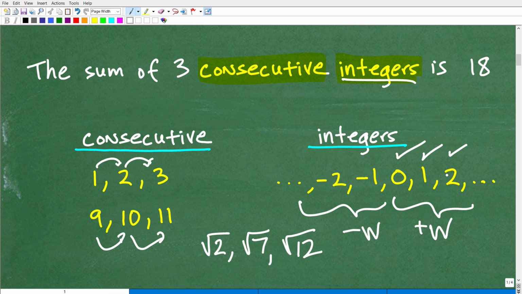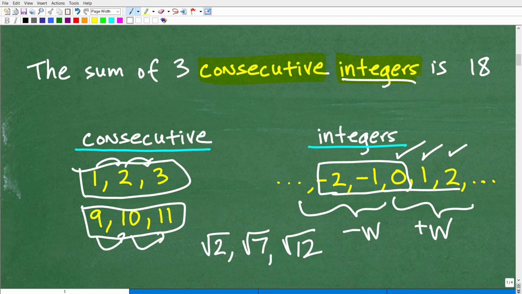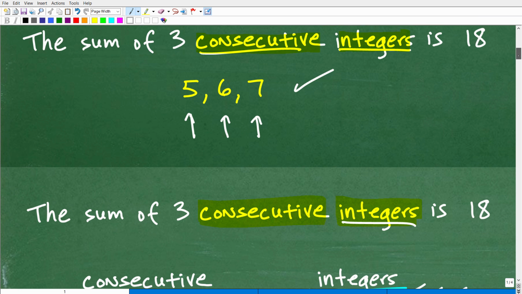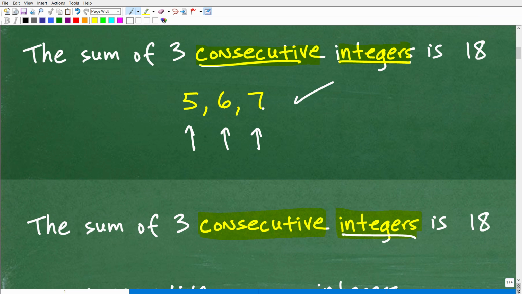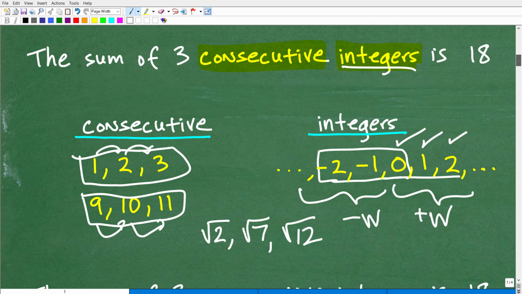are integers. So three consecutive integers would be something like 0, 1, 2, or negative 2, negative 1, 0. These are also three consecutive integers. So we're looking for some sort of numbers that fit that pattern. And of course, if we look at the solution here, we can see that 5, 6, and 7 are integers and they are consecutive.